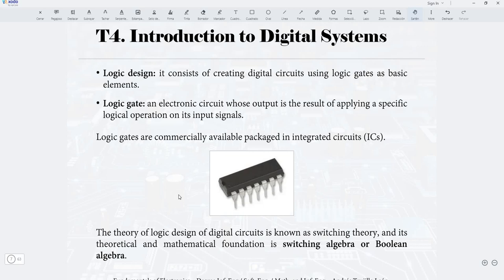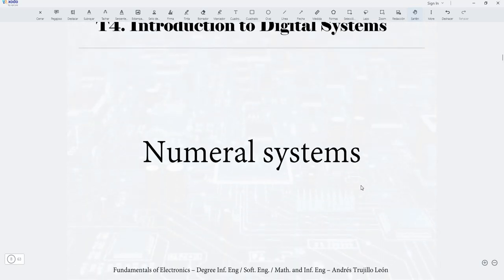So the mathematical framework, the mathematical theory that we use in logic design, is called switching theory. Okay, and the mathematical foundation is switching algebra or Boolean algebra. So we are going to study a specific type of algebra that is going to be really useful for logic design. The biggest difference when comparing Boolean algebra to other kinds of algebras is that in this algebra numbers and variables are always zeros and ones.